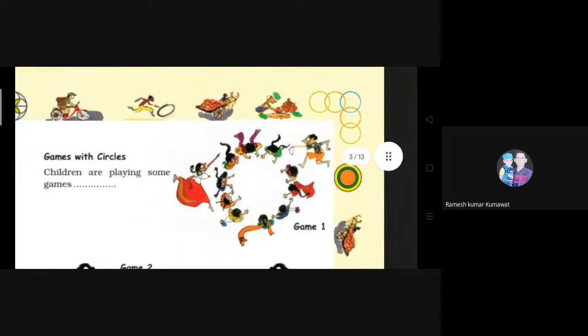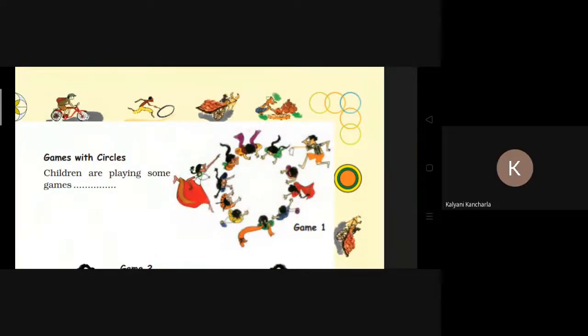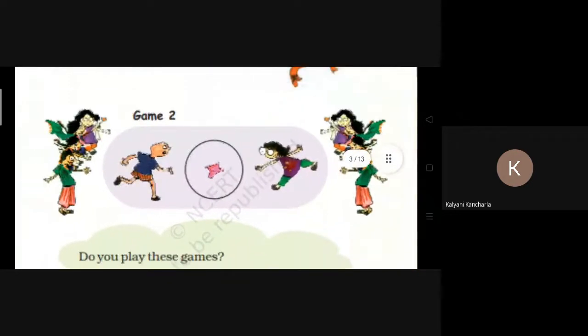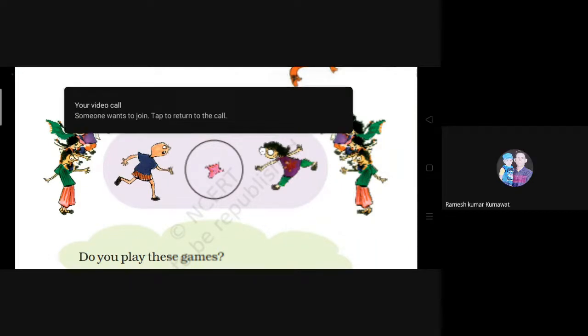What do you call this game? मैम, ये मैंने खेला है स्कूल में. Okay. मैम, I didn't play such a game. Okay, fine. So this one you must know, na? Yes, ma'am.